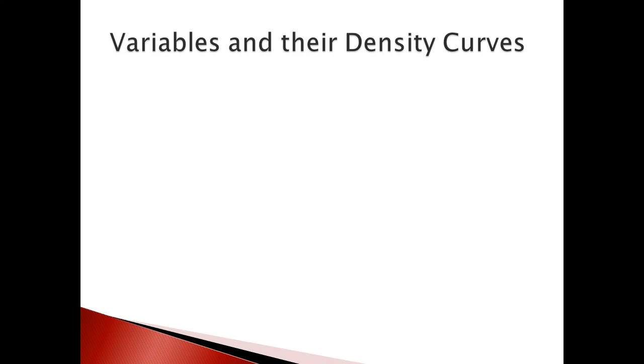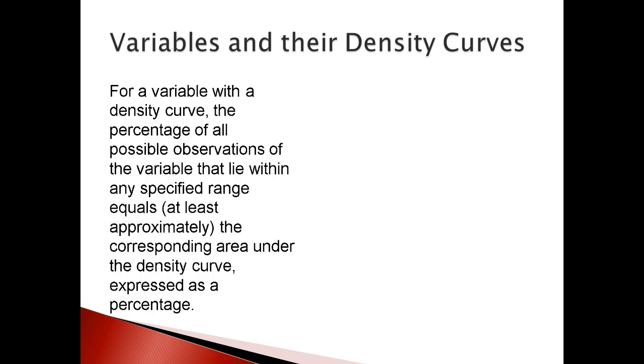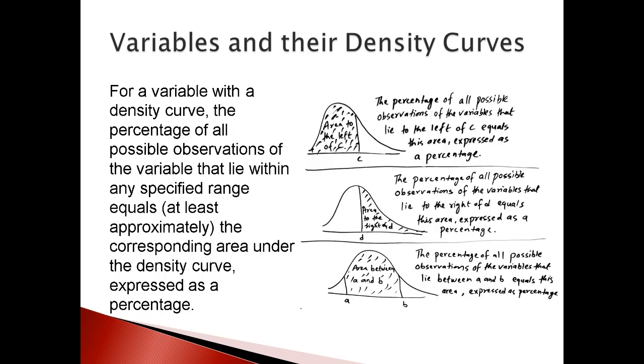Now, to understand this concept clearly, let's say for a variable with a density curve, the percentage of all possible observations of the variable that lie within any specific range equals, or at least approximately, the corresponding area under the density curve expressed as a percentage. Now, let me show you the picture.